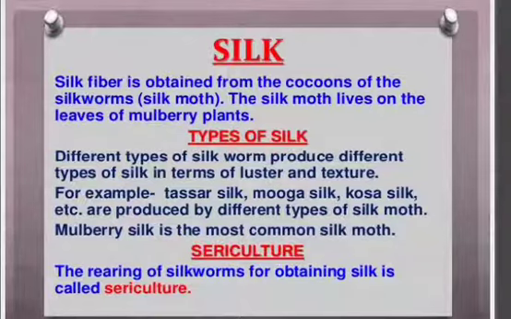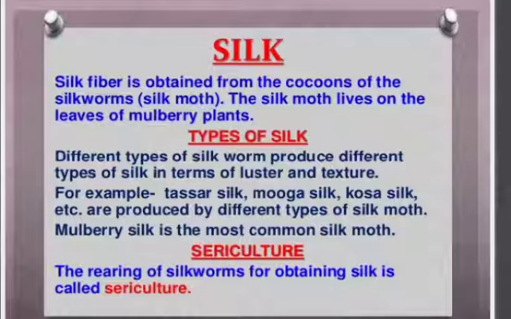Now, the second animal fiber is silk. Silk fiber is obtained from the cocoons of the silkworm. The silk moth lives on the leaves of mulberry plants. This silk fiber is obtained from the silkworm, commonly called the silk moth. This silk moth feeds on the mulberry plants.